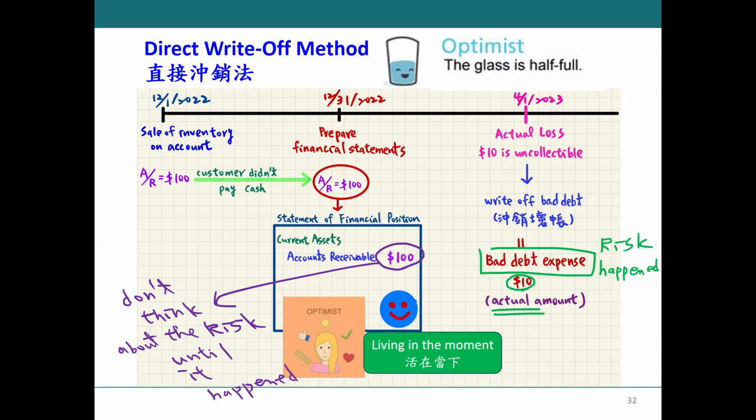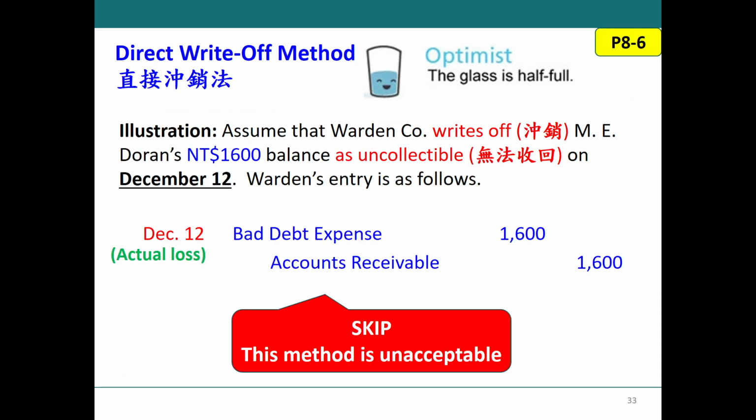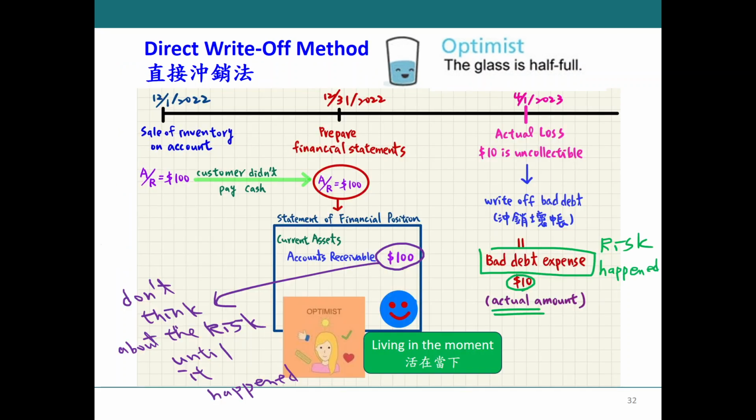But right now, in accounting, we don't use this one. We will use another one. So what is the other one? That's why here, how to record it? Journal entry, you don't need to understand it. It's okay. You just understand the concept.